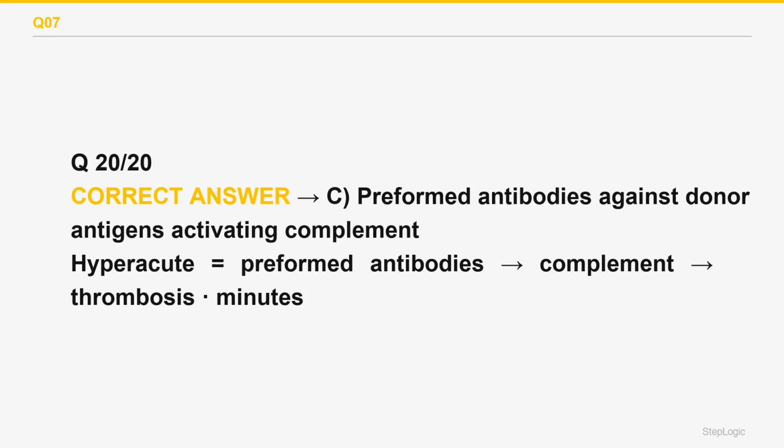Know the timeline of rejection. Hyperacute is minutes to hours. Preformed antibodies, now largely prevented by cross-matching before surgery. Acute rejection is days to weeks, T-cell mediated. Chronic rejection is months to years, with vascular fibrosis and intimal thickening. Graft versus host disease is the donor cells attacking the recipient, the opposite direction. Minutes plus preformed antibodies equals hyperacute.